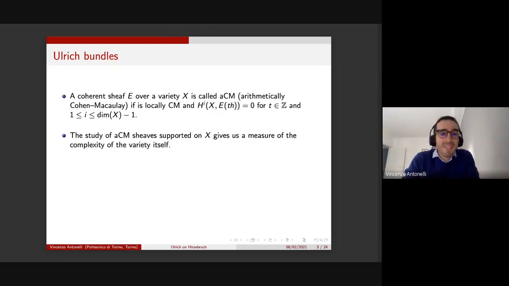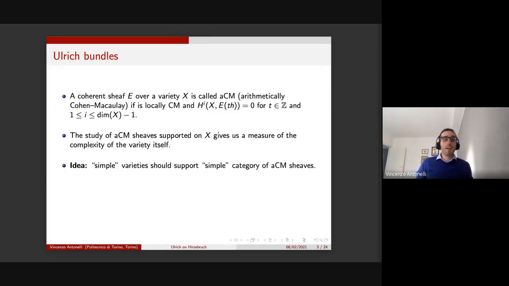So the basic idea is that simple varieties should support a simple category of ACM sheaves. Here I'm using the word simple, but it's not the simple used in algebraic geometry. We will see that in a few slides.